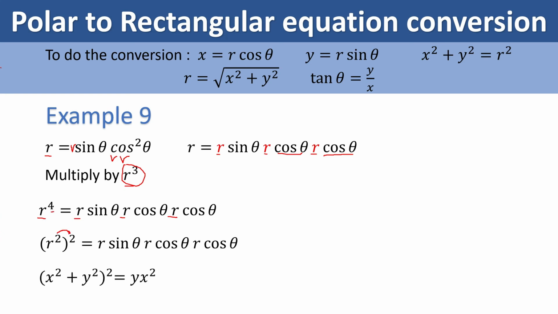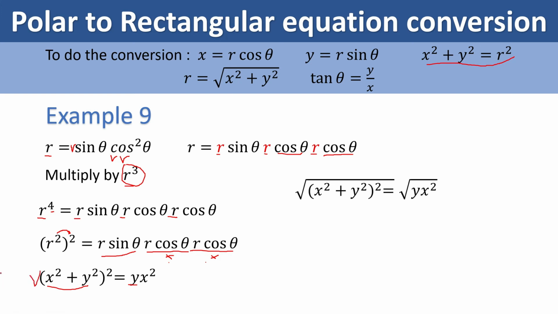Now, using my expressions, r squared is x squared plus y squared. R sine theta is y. And r cosine is x, and another r cosine is another x, and x times x is x squared. Now I'm going to find the square root of this one and the square root of this one. When I find the square root, I can cancel the square root, and x squared is going to be outside because you cancel the 2 with the root, but y is inside, and this is the final answer.